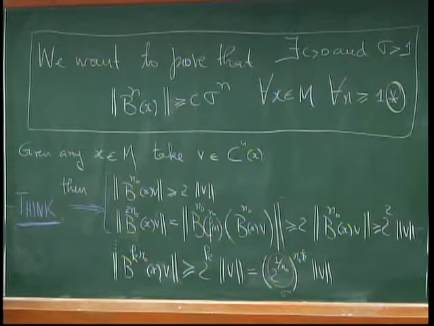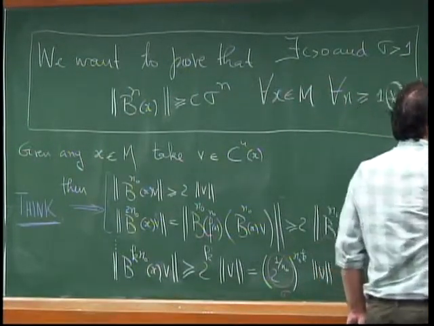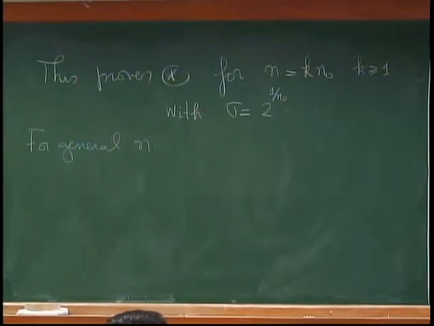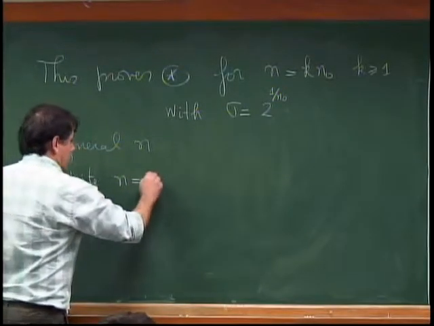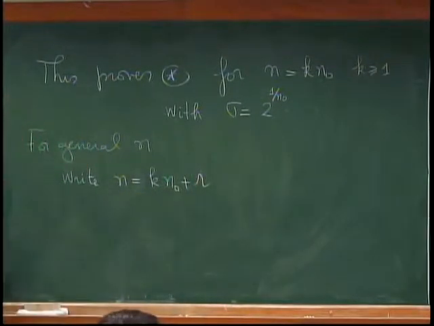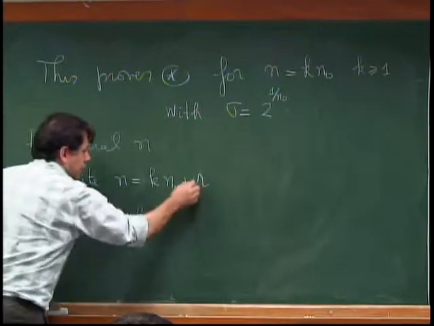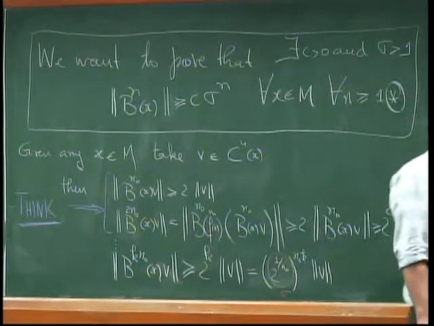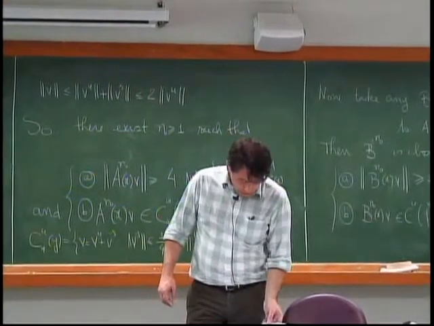Okay? In general, for general n, this is very common in hyperbolic dynamics. Once you've proven it for multiples of a given number, in general you just divide. Write n as kn0 plus a remainder and finish the proof. The remainder can take only a finite number of values, and you can absorb that into the constant. That's what the constant is there for. Okay. I mean, all the details are written down, and that's what I wanted to say.